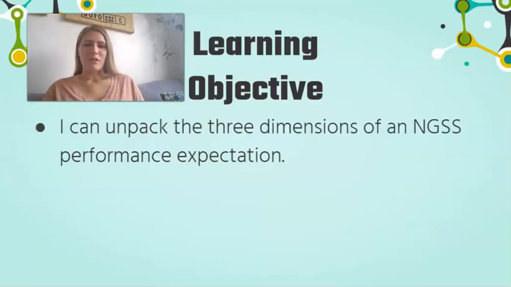And our learning objective for this module specifically is being able to unpack the 3 dimensions of an NGSS performance expectation. When we say 3 dimensions, just a quick review from Module 1, those 3 dimensions are the disciplinary core idea, which is often known as the content, the cross-cutting concept, which we call the CCC, and the SEP, the science and engineering practices. In Module 2, Lesson 2, Heather will be going over more about what each of those means in your instruction and in your assessment.